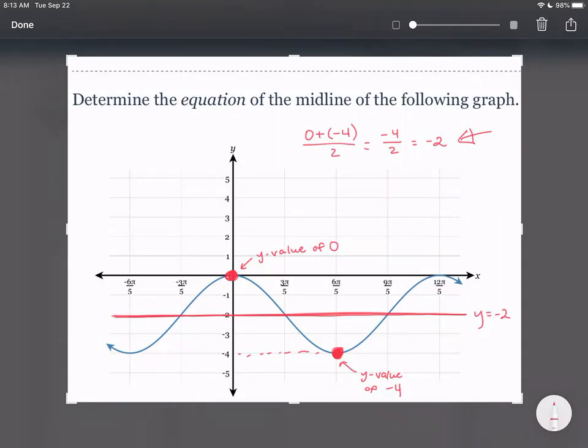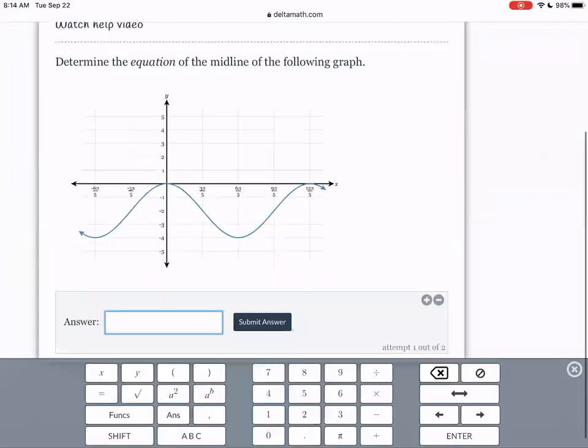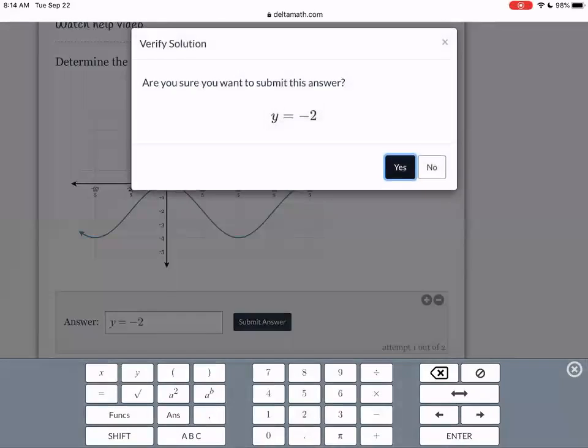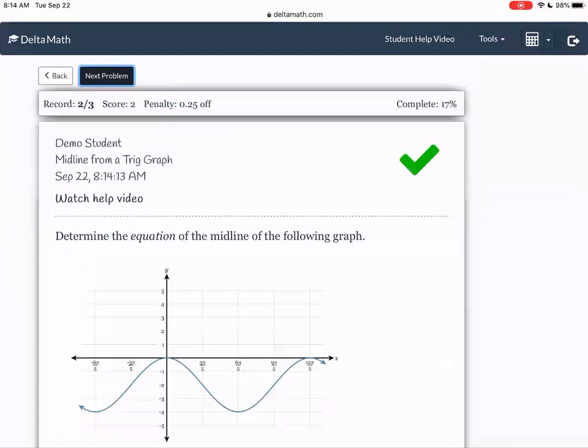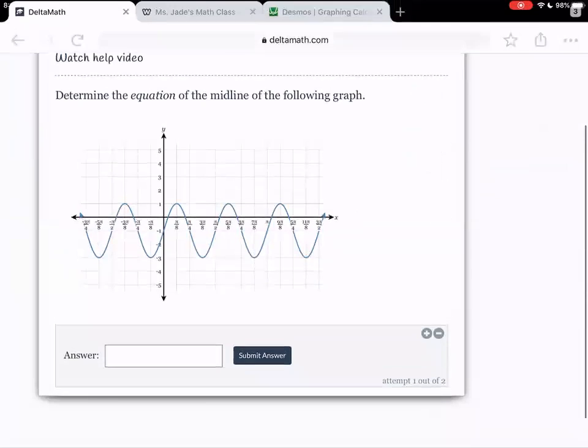So now that we went through 2 examples, does anybody have a question? Okay, let's try one more. I think we can manage one more. Y equals -2. I know there's only 3 problems, but just in case, let's do one more.